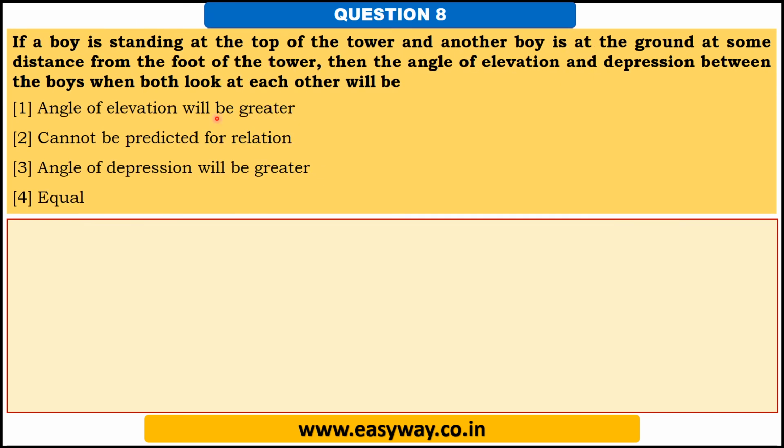Next question is, if a boy is standing at the top of the tower and another boy is on the ground at some distance from the foot of the tower, then the angle of elevation and depression between the boys when they look at each other will be.